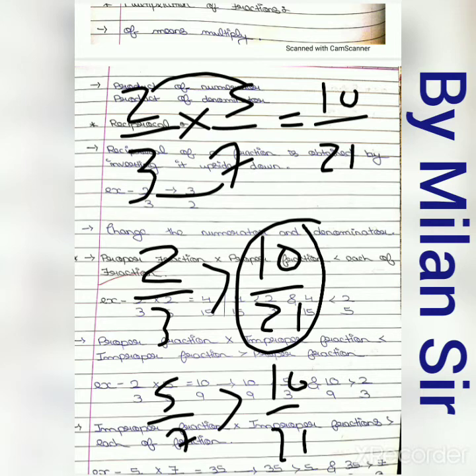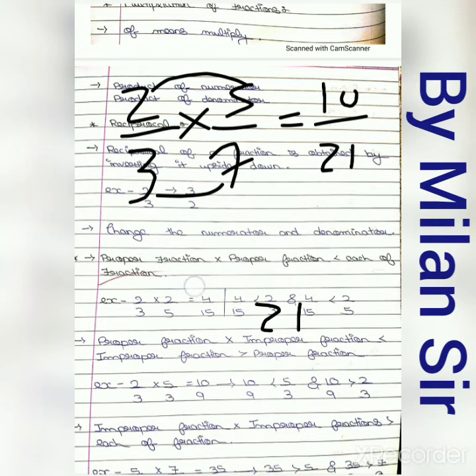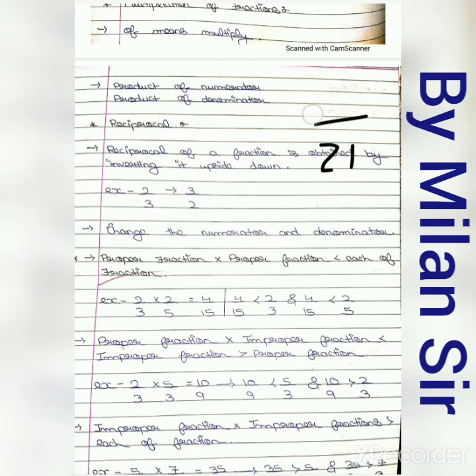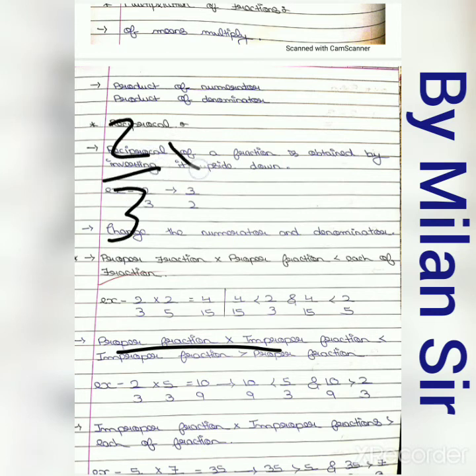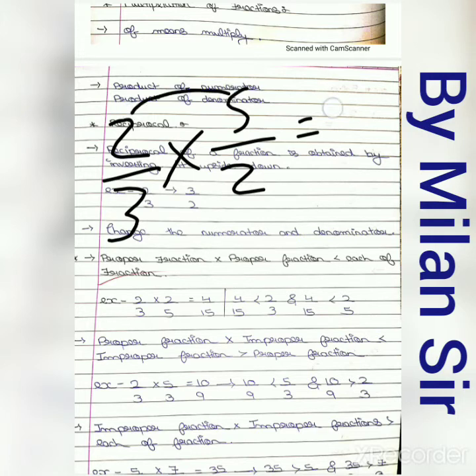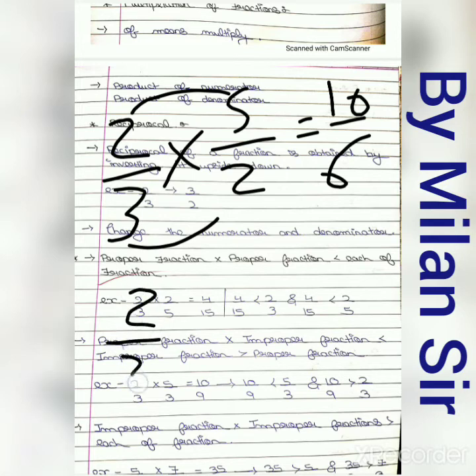Then the second condition: one proper fraction, one improper fraction. Just take one proper fraction and one improper fraction. Now what is the answer? Numerator 5 twos are 10, denominator 3 twos are 6. So our answer is 10 by 6, it is less than the improper fraction and greater than the proper fraction.